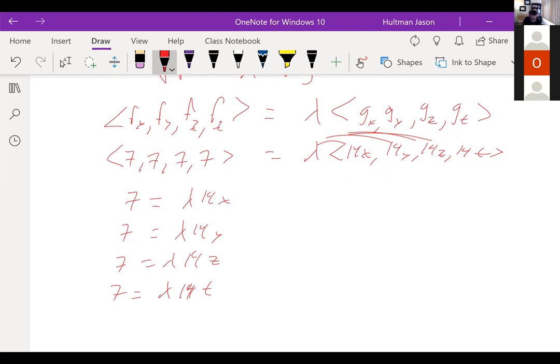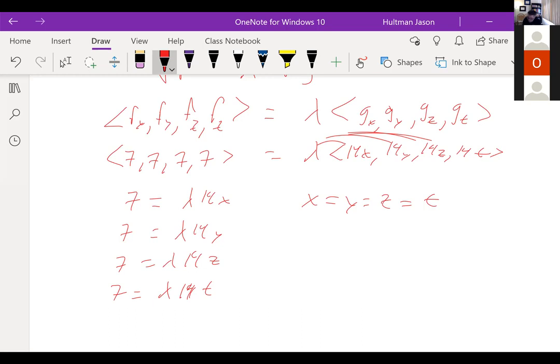Well, that tells me that x is equal to y is equal to z is equal to t. Isn't that what that tells me? Right? That makes sense. Okay. So now we could actually solve for these values.